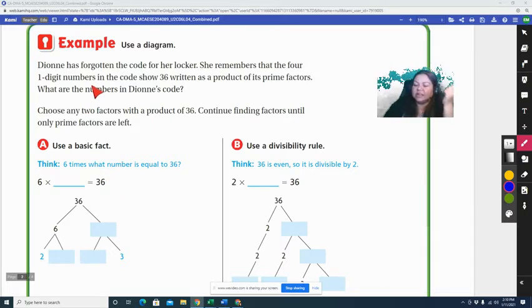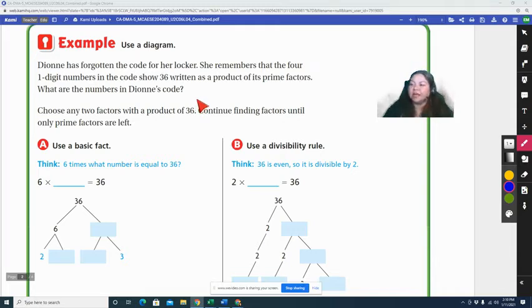So here we have an example. Dion has forgotten the code of her locker. She remembers that the four one-digit numbers in the code show 36 written as a product of its prime factors. Like, come on, who will remember the prime factors? I think that's odd. But anyway, what are the numbers in Dion's code? So we're trying to find Dion's code.